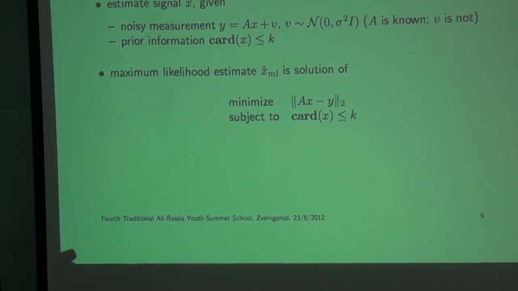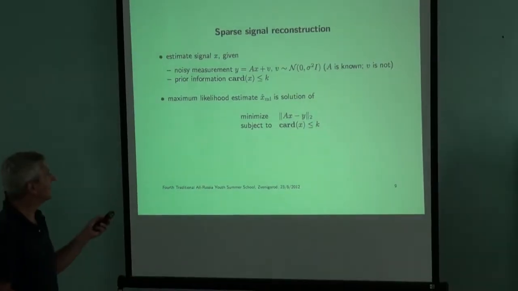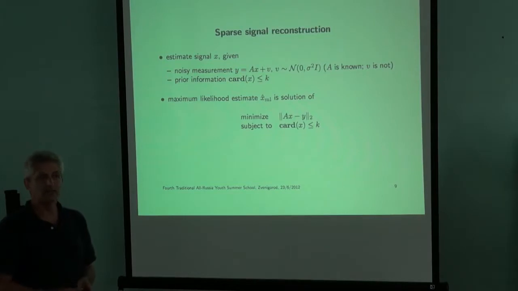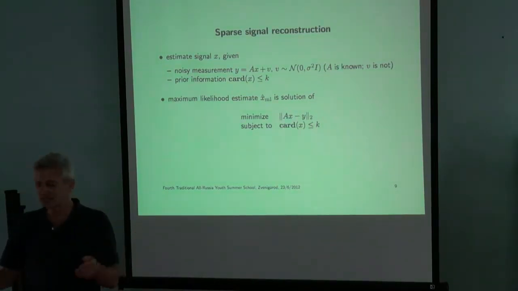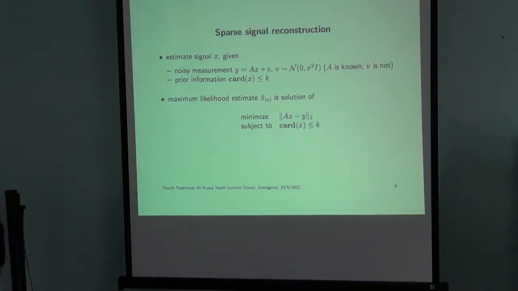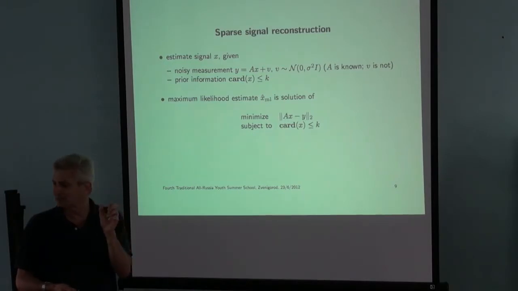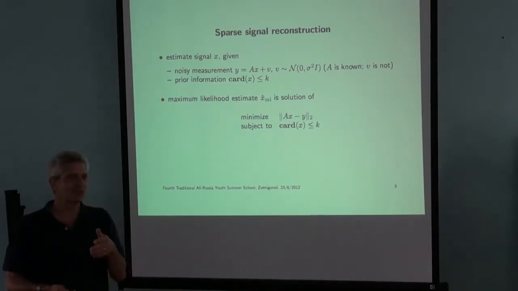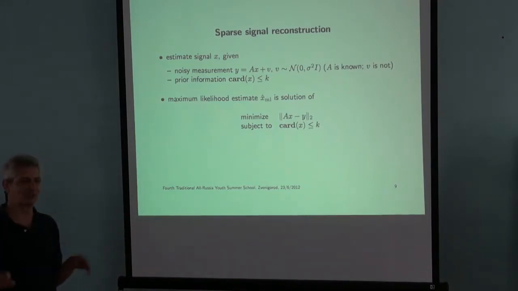X would be an image here, so it's big. It's 1,000,000 or something like that. And A would be even bigger. It's 1,000,000 by 100,000,000. Okay, and what it is, it's called a dictionary, and each one is a little basic image. Like, for example, they have things called curvelets, or they could be little Gaussian wavelets or something. I mean, it doesn't matter.